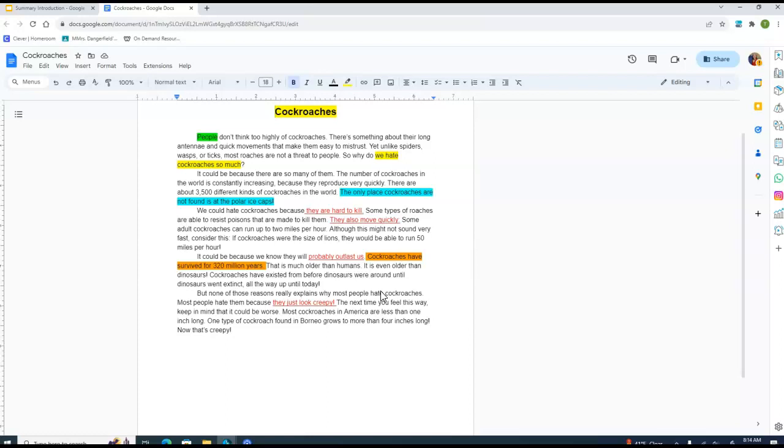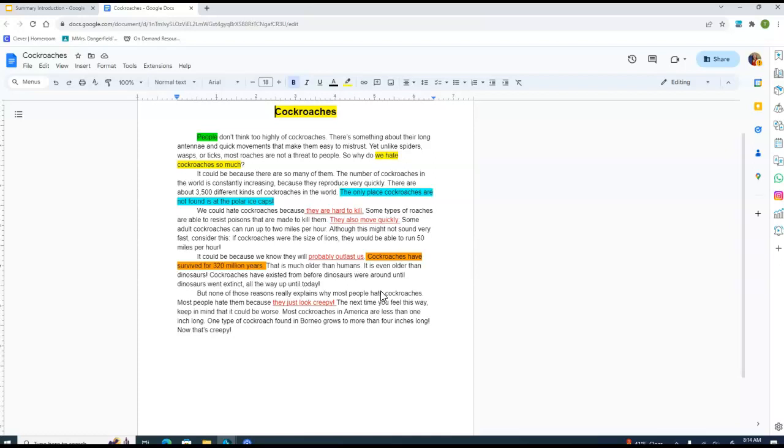We could hate cockroaches because they're hard to kill. Some types of roaches are able to resist poisons that are made to kill them. They also move quickly. Some adult cockroaches can run up to 2 miles per hour. Although this might not sound very fast, consider this. If cockroaches were the size of lions, they would be able to run 50 miles per hour. It could be because we know they will probably outlast us. Cockroaches have survived for 320 million years. That is much older than humans. It is even older than dinosaurs. Cockroaches have existed from before dinosaurs were around until dinosaurs went extinct, all the way up until today.